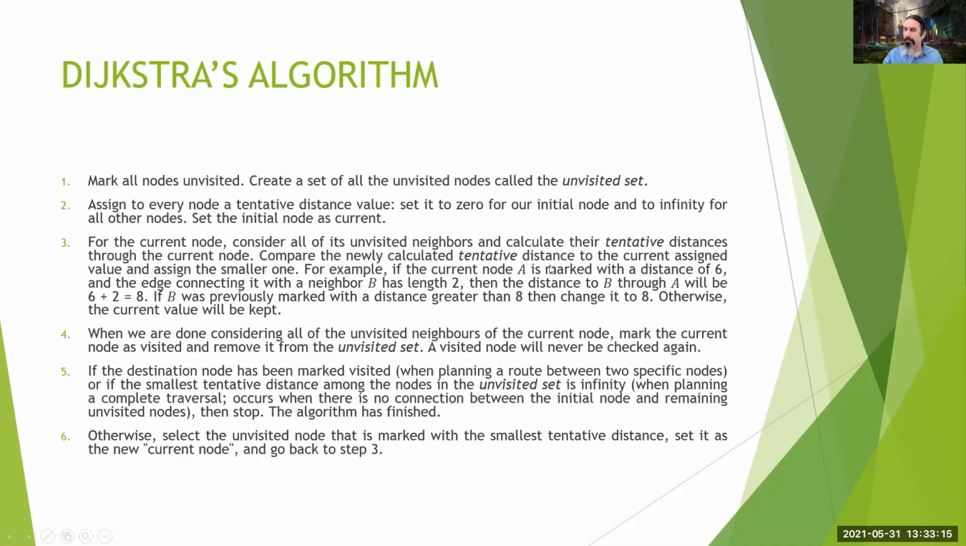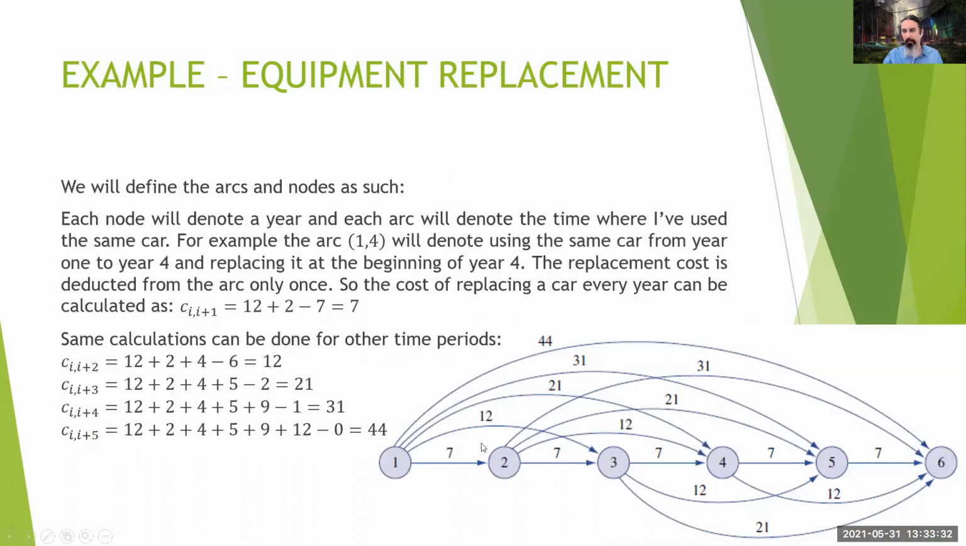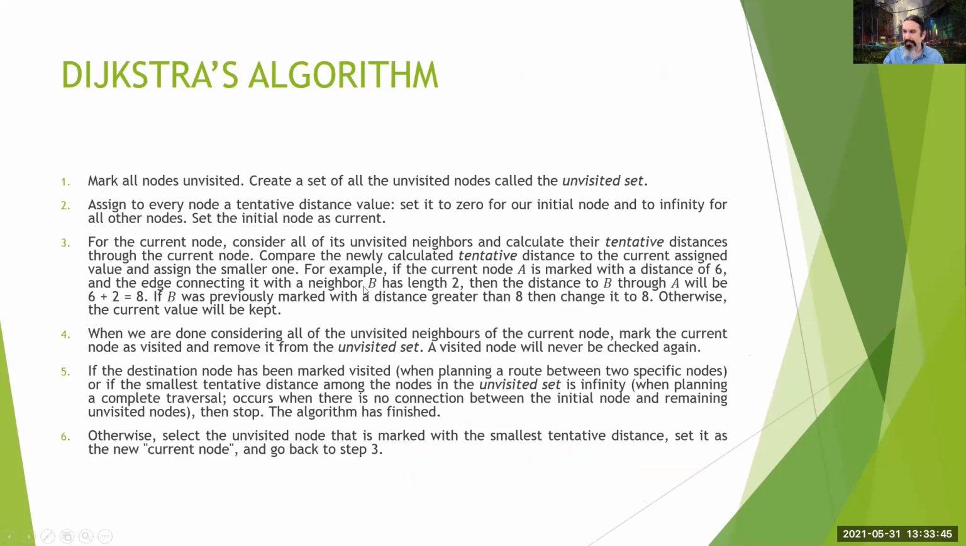For example, if the current node A is marked with a distance of 6 and the edge connecting it with a neighbor B has a length 2, then the distance to B through A will be 8. If B was previously marked with a greater distance than 8, then change it to 8 because 8 is smaller. This is something we have done over here. We were calculating all the points. For example, 1 to 3, 7 plus 7 is 14. It was assigned 14, but directly from 1 to 3 is 12. So 14 changes to 12. It goes lower. The same thing.